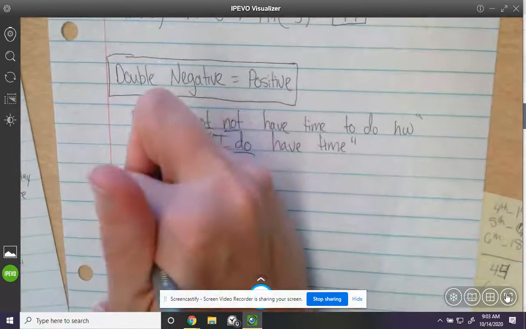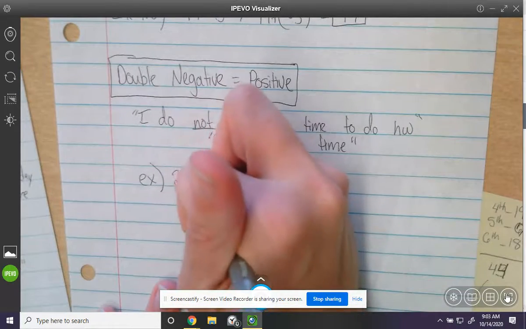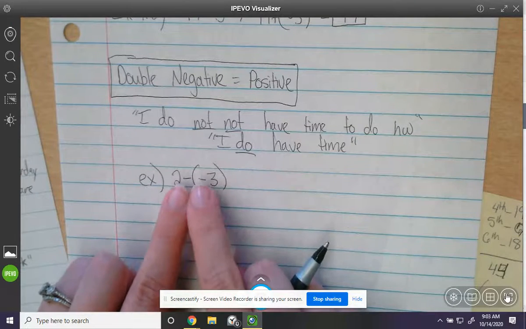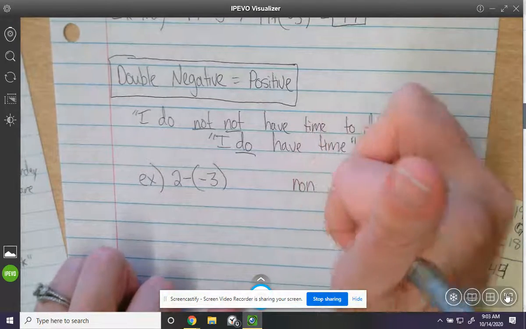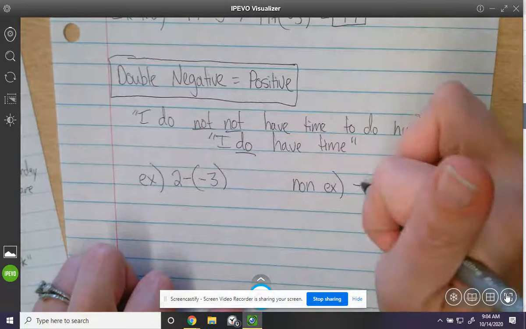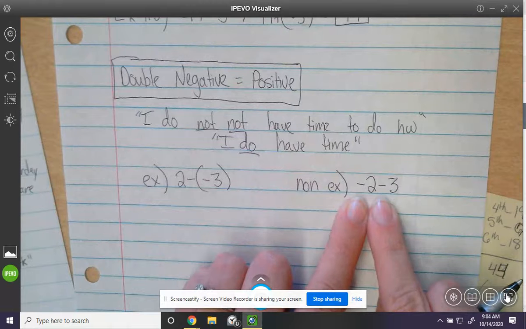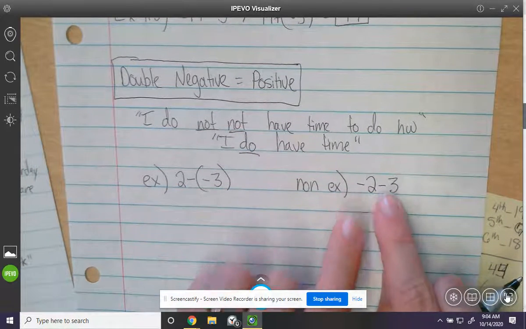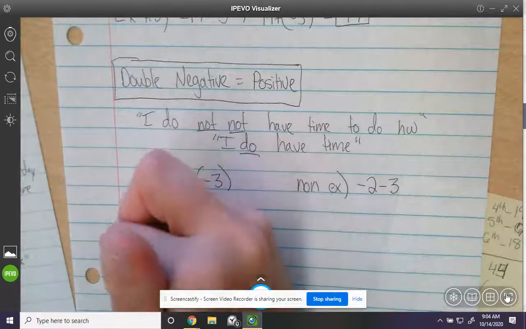So here's an example of what I mean by this in math. 2 minus a negative 3. That is two negatives side by side. Okay, here's a non-example because we get these confused. Negative 2 minus 3. That's not a double negative because they're separated. The negative signs are separated from each other, unlike they are here. So this is what I'm talking about that turns into a positive.